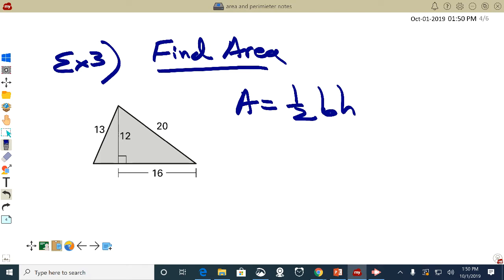Now, we actually don't know the total base of this triangle, because the base goes from here all the way over to here. The 16 is only going from here to where the 90-degree angle is right there. So for now, go ahead and put 4. We could use the Pythagorean theorem, but right now this is going to be 4. So from where the 16 ends to the end of the triangle, let's just put 4 for now.